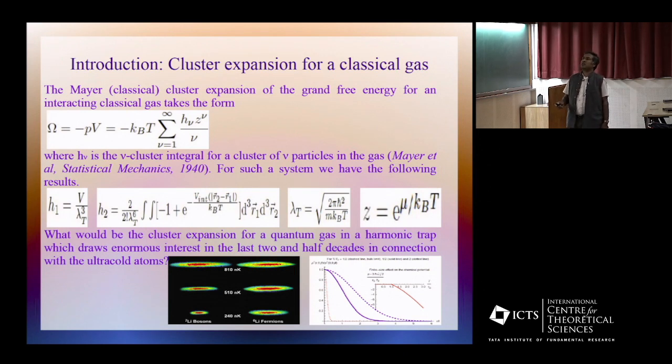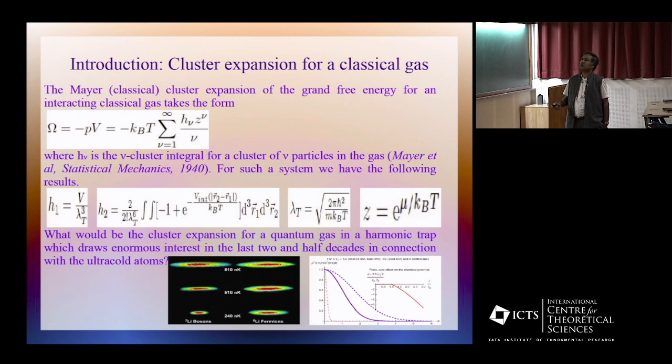The Mayer cluster expansion of the grand free energy for an interacting classical gas takes this form. So here P is pressure and V is volume. I wrote everything in usual notation. So this Z is the fugacity, and H nu is the cluster integral for a cluster of nu particles in the gas.